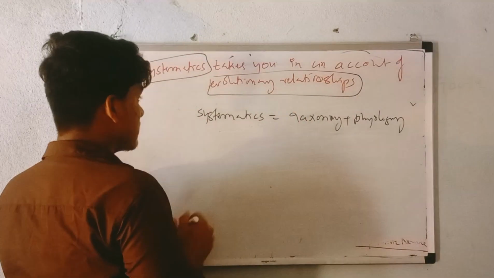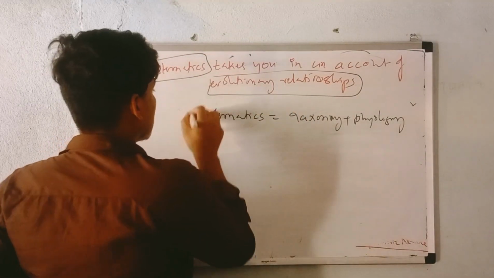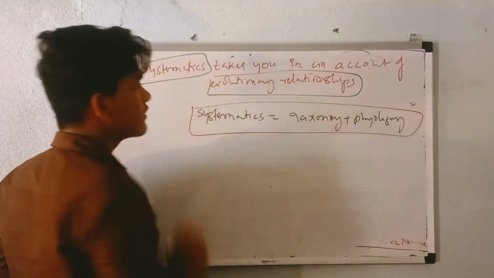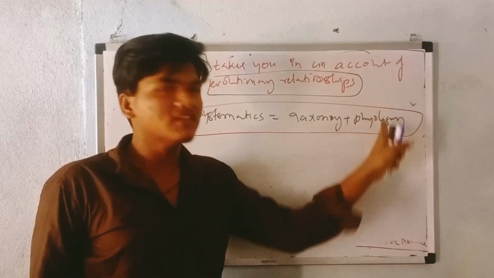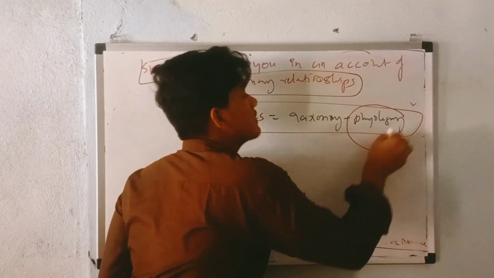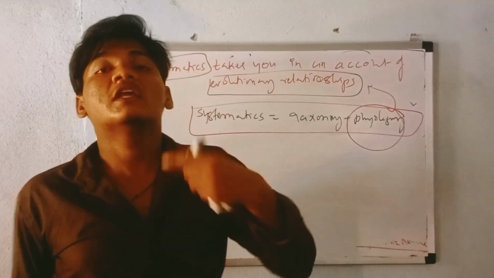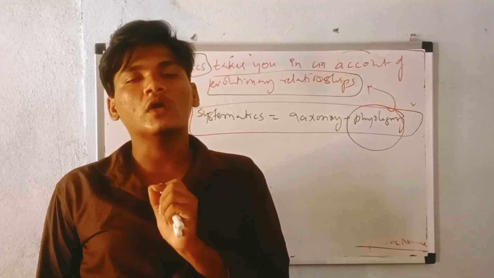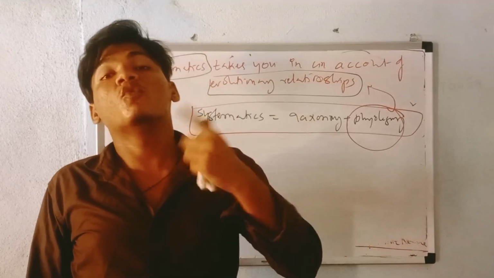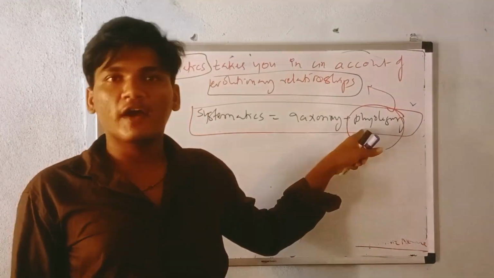So what is in systematics? Systematics is nothing but taxonomy plus phylogeny. This phylogeny is nothing but evolutionary relationships, used to classify organisms. So in modern taxonomy, we can consider the phylogeny also.